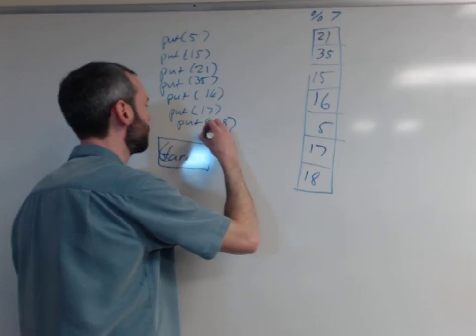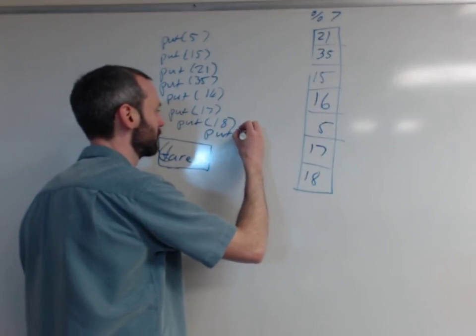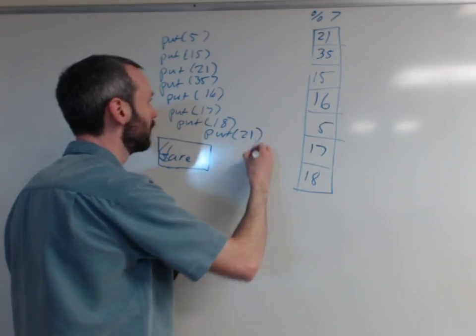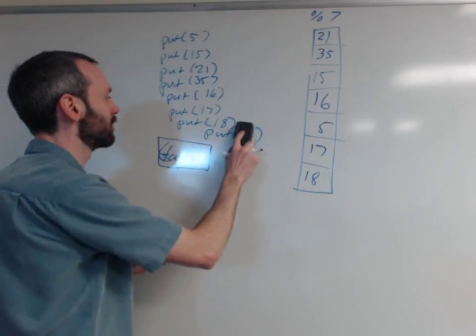Great. How about another number? This is a mess. 21. Where would we put it? Oh, we already did 21. We can't do it. 26.